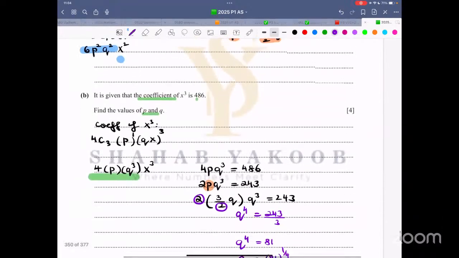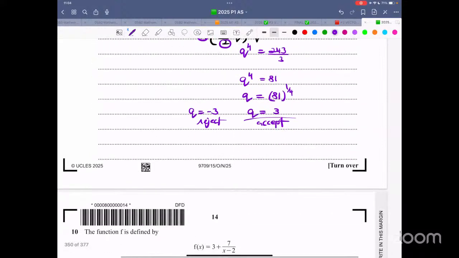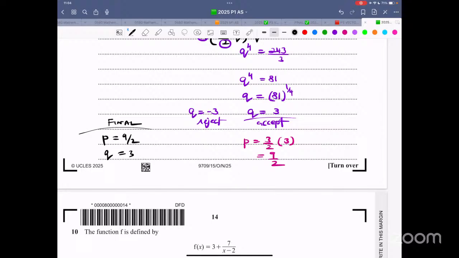Now, what about p? P is 3 over 2q. So p is 3 over 2 into q, that is 3, that is 9 over 2. So the final answer, make a habit of writing it. That is p is 9 over 2 or 4.5, and q comes out to be 3. That is the final answer. So always highlight stuff. Always highlight stuff. That is very, very necessary.